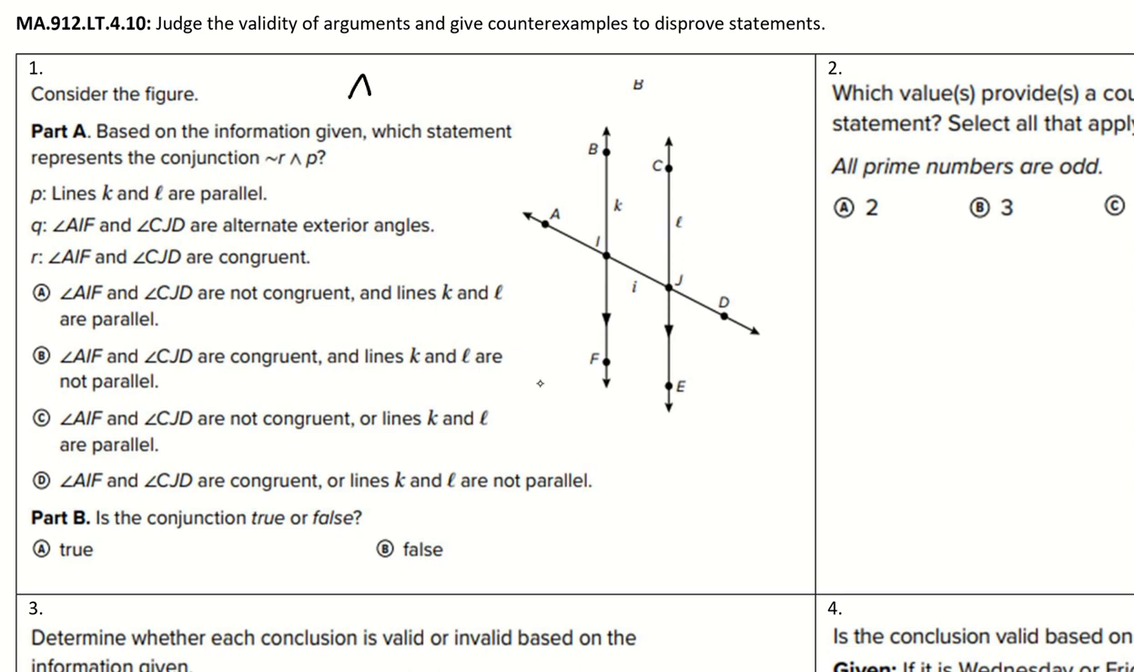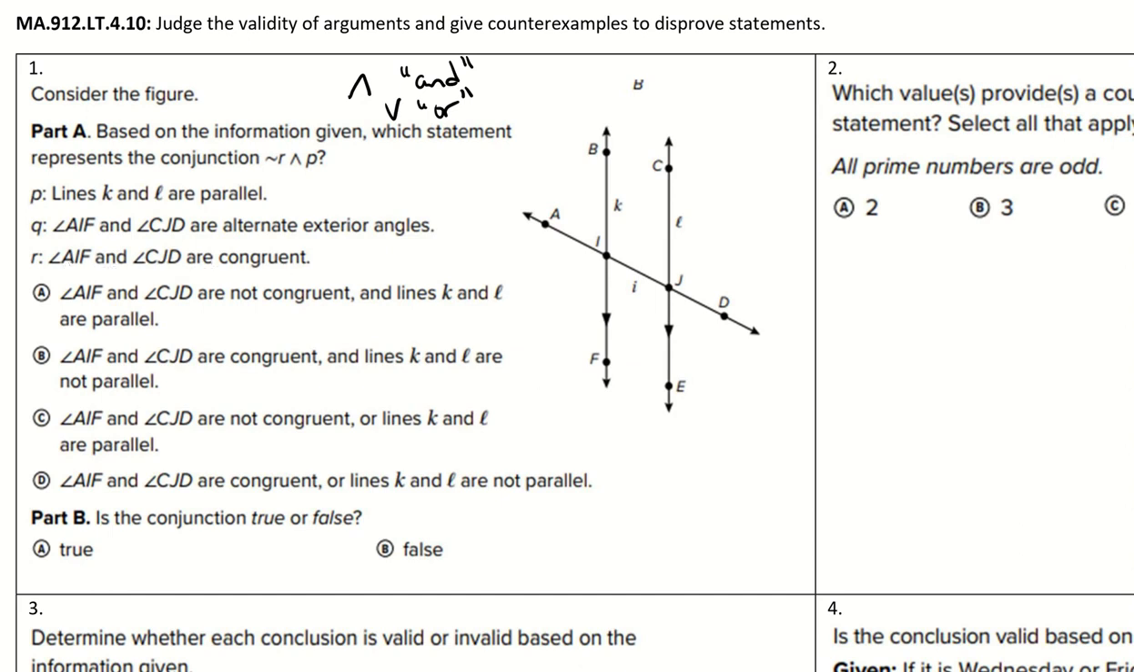So remember, this means "and" and this means "or". If it's a V, it's like "or". If it's like an upside down V, it's an "and". So this means not R and P. So not R. Okay, so that means it cannot be this.